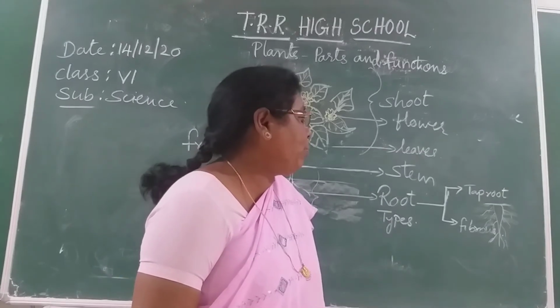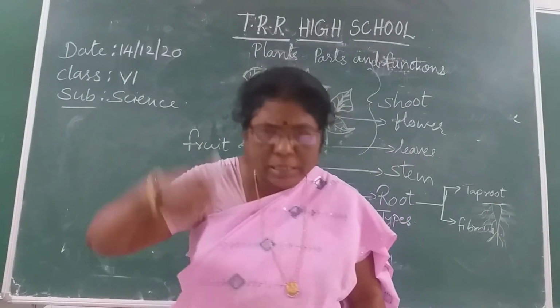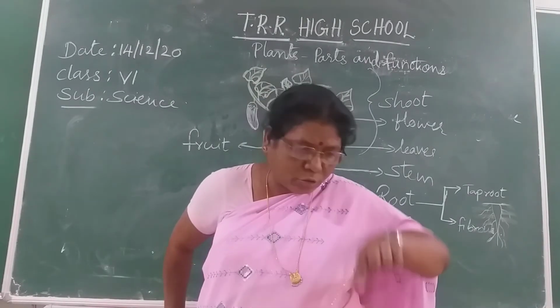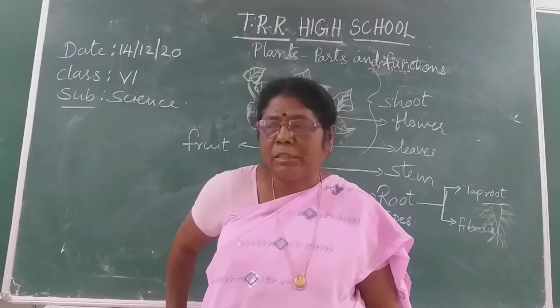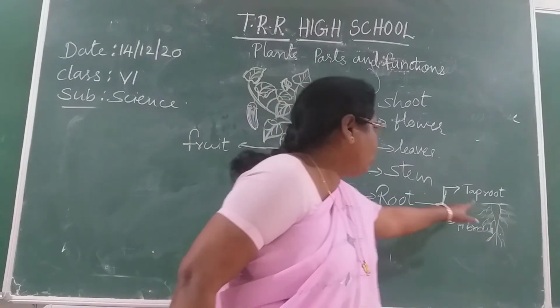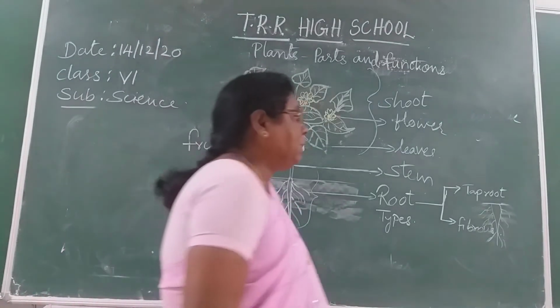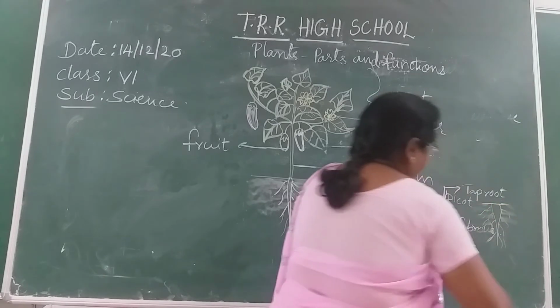So the taproot system is present in dicot plants, and you cannot easily take it out from the earth. It is difficult to take it out because it goes straight, deep into the earth, isn't it? It's called a taproot system. The main root is present in the taproot system, in dicot plants.